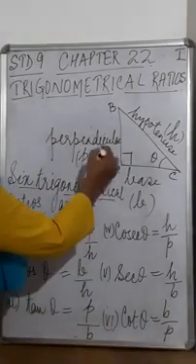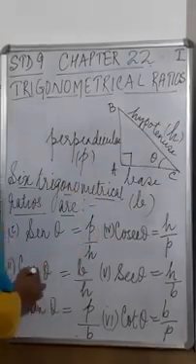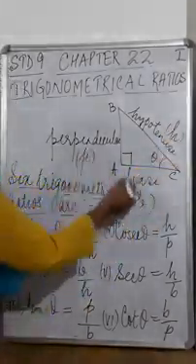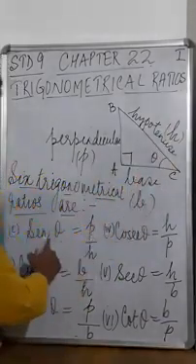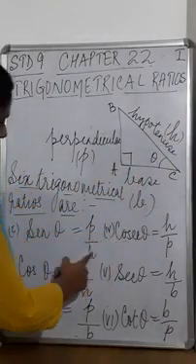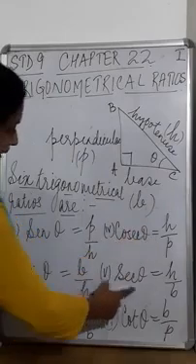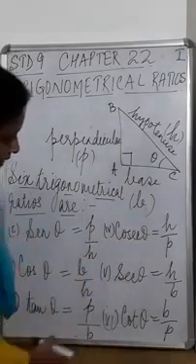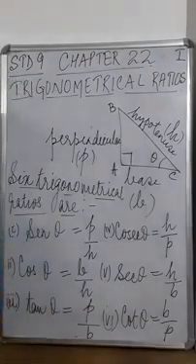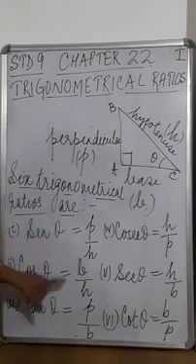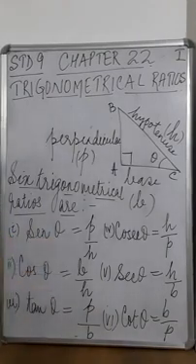Sin theta is p by h, cos theta is b by h, tan theta is p by b, and the reciprocals of these: cosec theta as h by p, sec theta as h by b, and cot theta as b by p. These are the 6 trigonometrical ratios, and you are to memorize this part before we start the exercise.